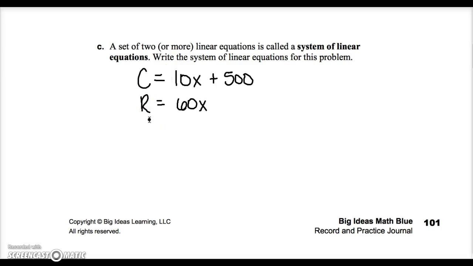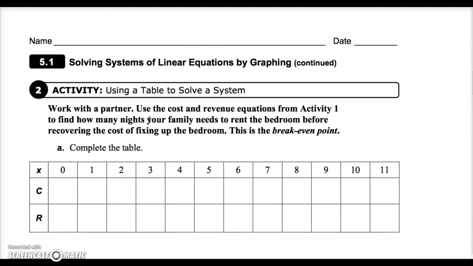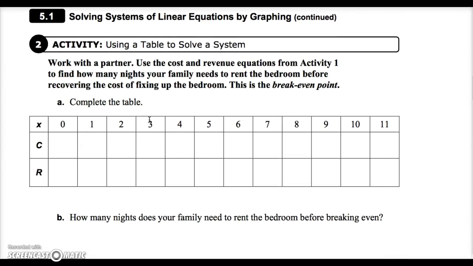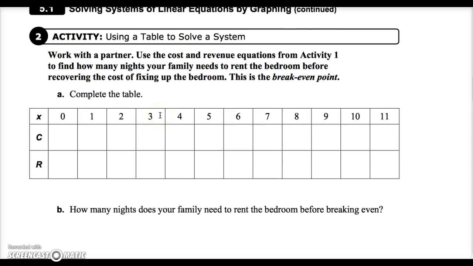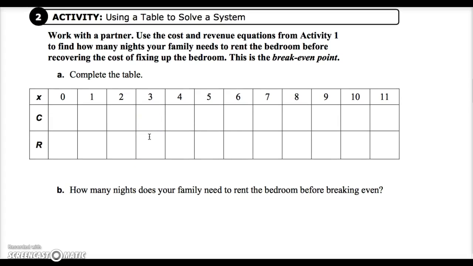Okay, as we flip over to the next page, activity 2, we're actually going to look at solving the system. First thing we're going to do is we're going to fill out this table. Okay, same scenario with the bed and breakfast. So again, I'm going to write my equations right up here just so I have them handy. And then what we're going to do is we're going to fill in this table.